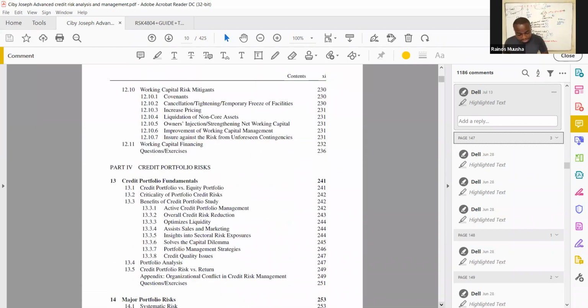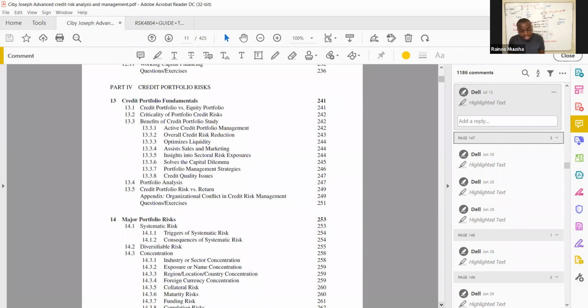Then chapter 13 falls under credit portfolio risks. Remember we said, after we have now analyzed the credit risk from an individual obligor's perspective or an individual borrower's perspective, how do we now, as an entity that is going to be doing business and giving out credit or lending out money, instead of analyzing credit risk from one obligor's perspective, how do we analyze credit risk when you have 2 or more obligors?